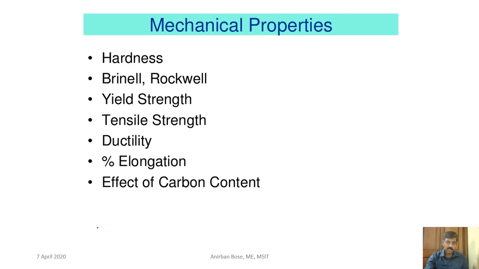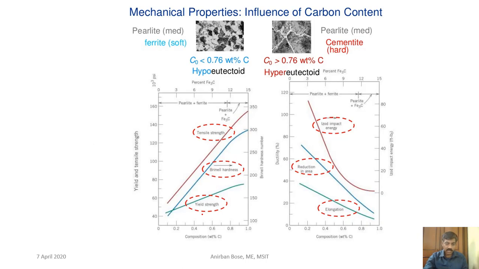Now you see the mechanical properties. If the carbon composition increases, then definitely the tensile strength, hardness and yield strength will increase. Whereas as the carbon composition increases, the impact energy or impact toughness will reduce. Ductility will also be reduced. Ductility can be measured in terms of reduction in area or percentage elongation. You can see the ductility reduces with the increase of carbon percentage.